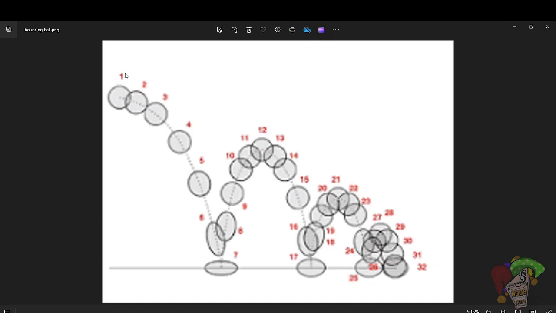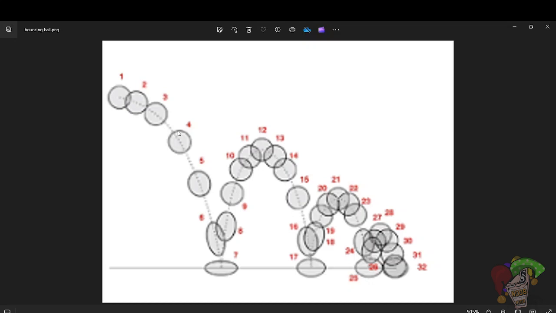If I play this at 24 frames per second, but I'm only showing one ball, then in the next frame I'm showing the second ball, in the third frame the third ball, in the fourth frame the fourth ball. By the time I play it, your eyes will let you know that this ball is actually bouncing. You understand? So that's what animation does.